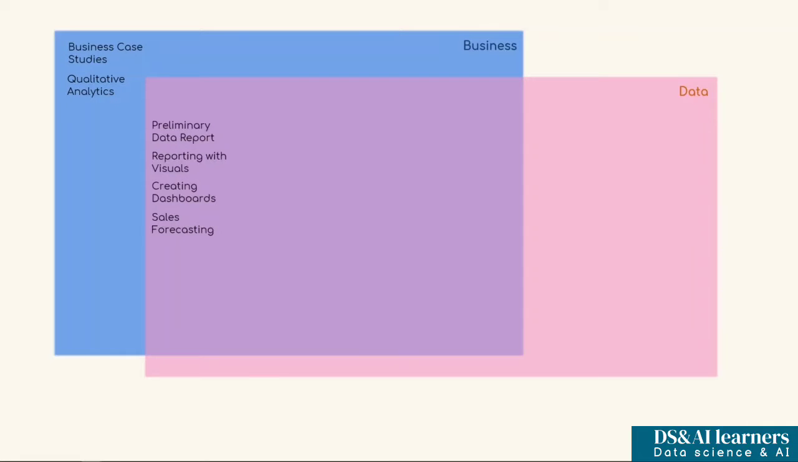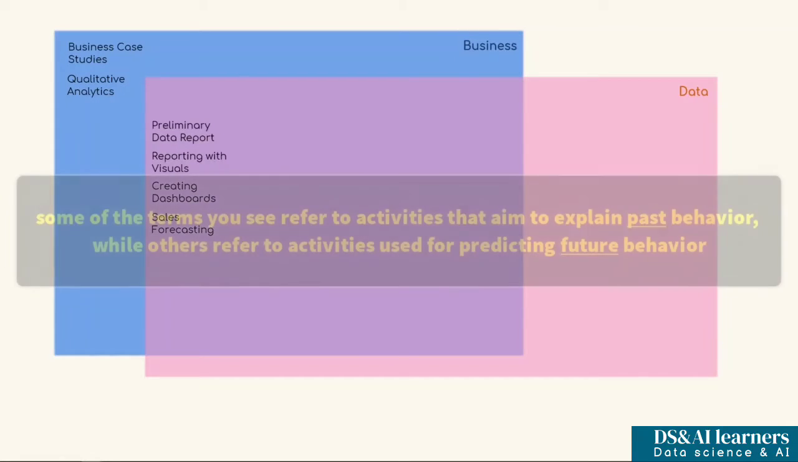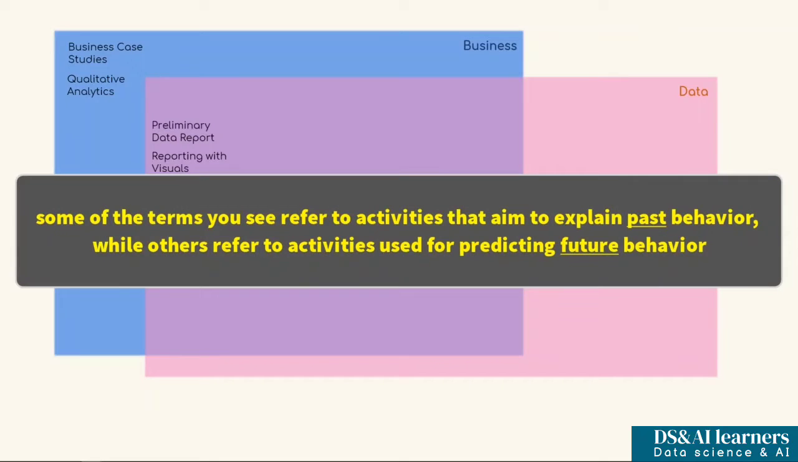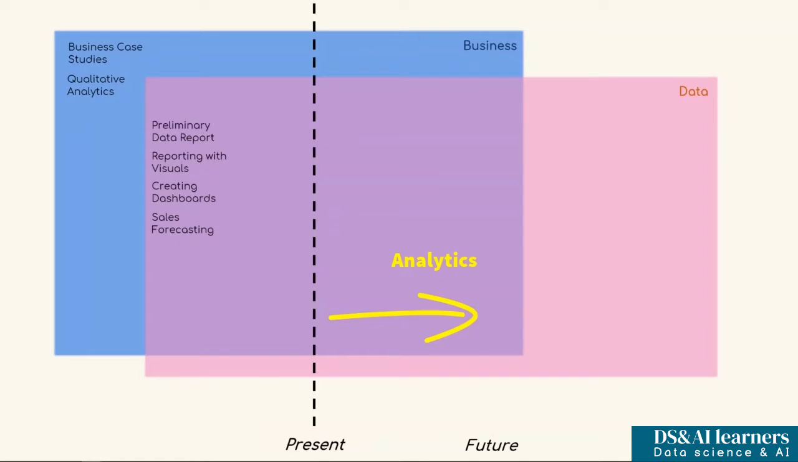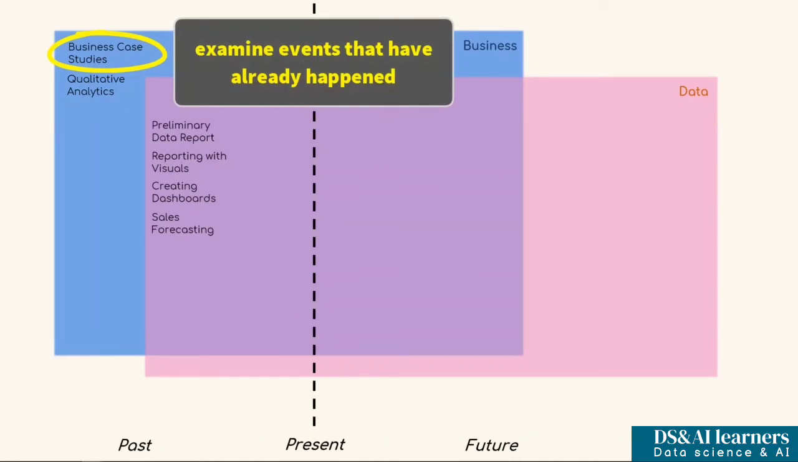Now would be the perfect time to introduce a timeline to our graph. The reason for doing that is that some of the terms you see refer to activities that aim to explain past behavior, while others refer to activities used for predicting future behavior. Let's cut the picture roughly through the middle. This line will represent the present. Okay, therefore, all terms that are on the right side of this line will regard analytics, future planning, and forecasting. And those that are on the left of the line will be related to the analysis of past events or data. Perfect!